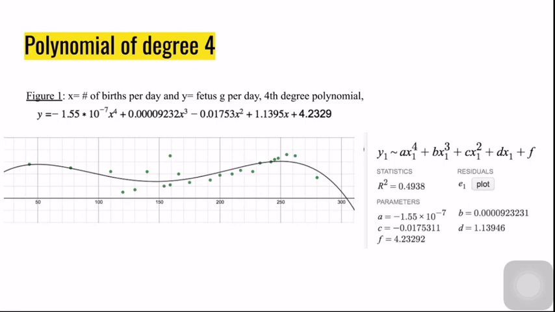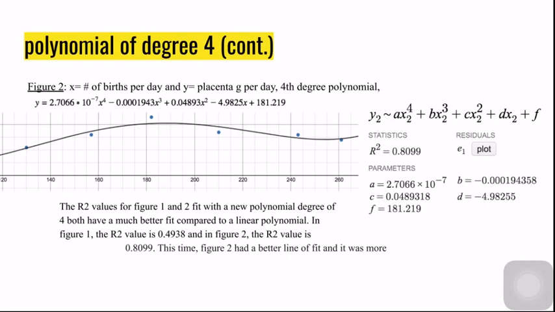In Figure 2 for the polynomial of the fourth degree, x equals the number of births per day and y equals the placenta in grams per day. For the y-intercept function, y equals 2.7066 times 10 to the negative 7th x to the fourth minus 0.0001943 x to the third plus 0.04893 x squared minus 4.9825x plus 181.219. The r-squared value here is 0.8099.